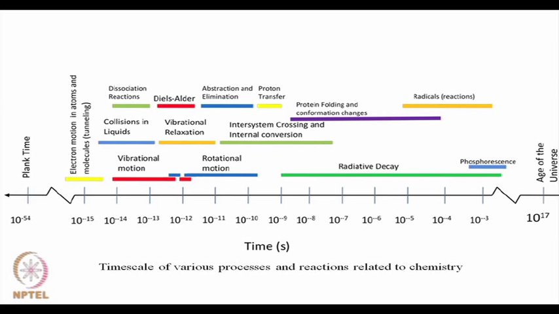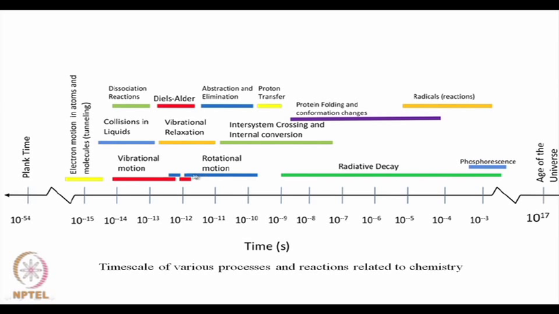Then abstraction and elimination reactions. These abstraction elimination reactions are quite fast. It is minus 12 to minus 10 in this range. Maybe hydrogen abstraction, or elimination E1 or E2, or elimination of some group, as you may have read in organic chemistry. That is also very fast, in the range of picosecond to maybe sub nanosecond.